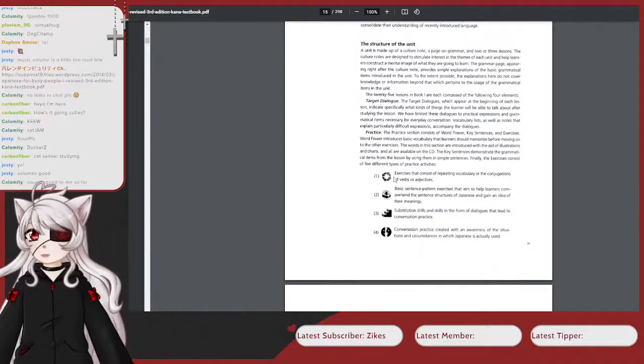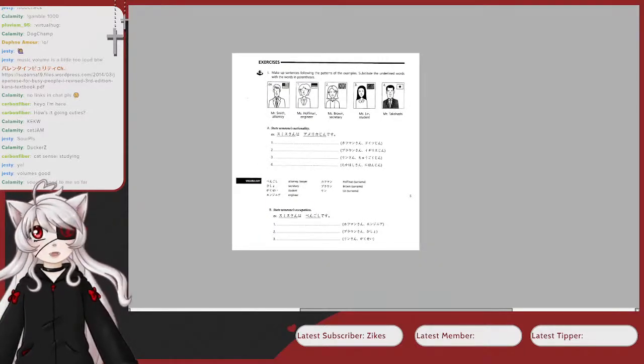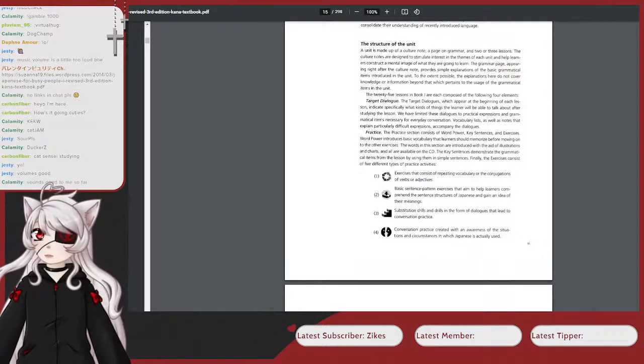But yeah, so there's four different types of exercises that we can actually do, and I've got Sai open in the back here to be able to fill them in. I'm trying to be organised.